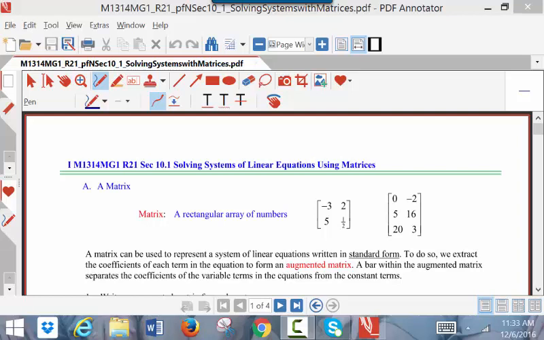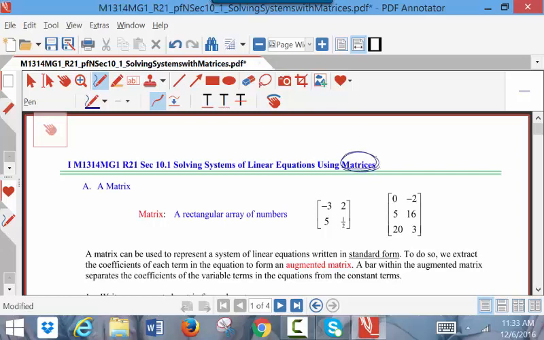So today we're going to talk about solving a system of linear equations using matrices. Okay, matrices. So when you look at those things on the screen, those little square braces around all those little numbers in there, that is a matrix. Okay, that is called a matrix.